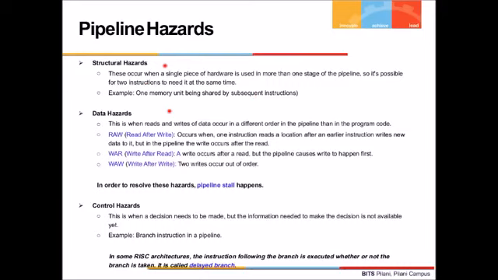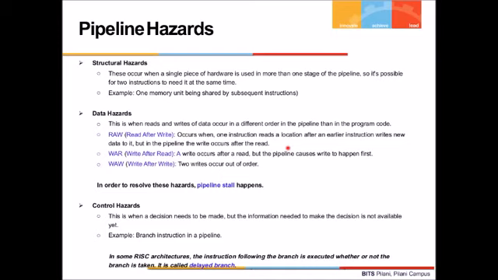And there are data hazards. Data hazards are related to modification of the data. When reads and writes of data occur in a different order in the pipeline, then a data hazard occurs. For example, RAW, that is read after write. It occurs when one instruction reads a location after an earlier instruction writes new data to it, but in the pipeline, the write occurs after the read.